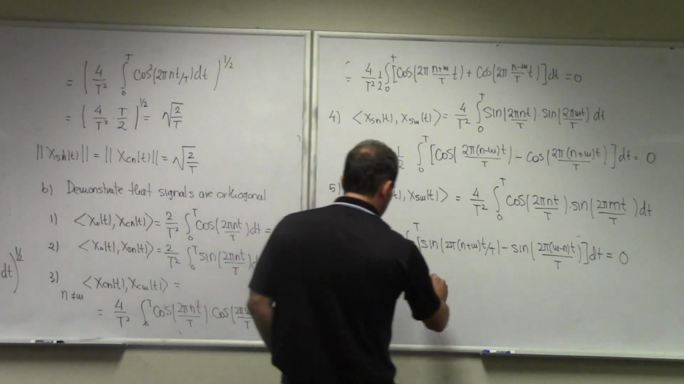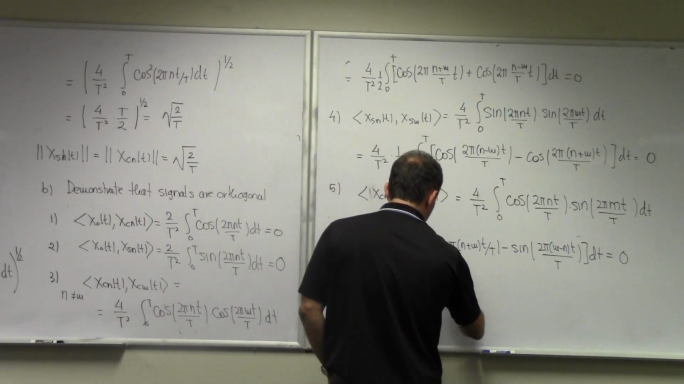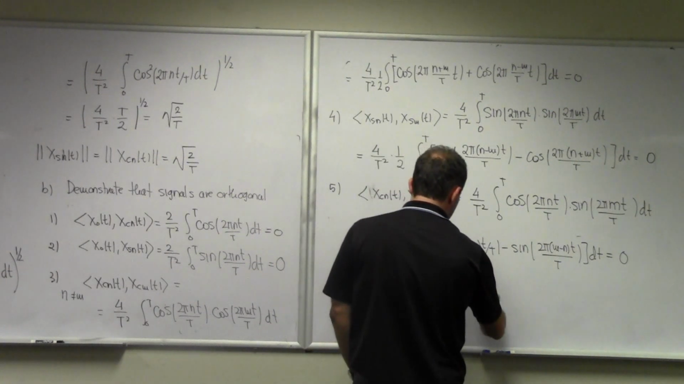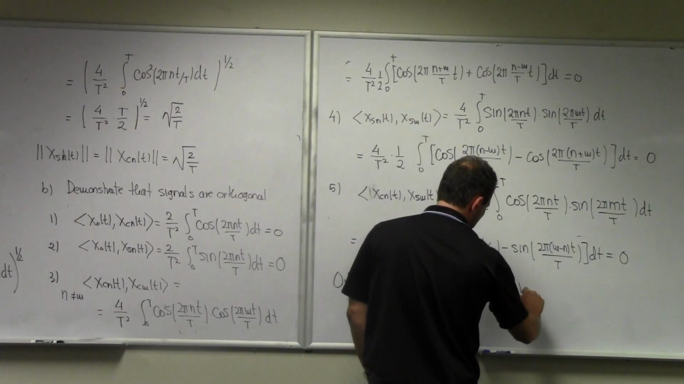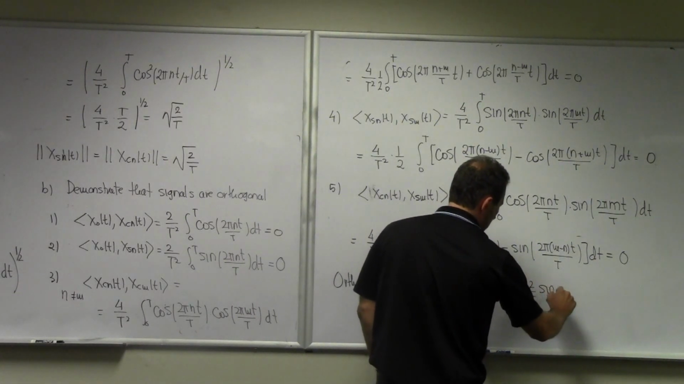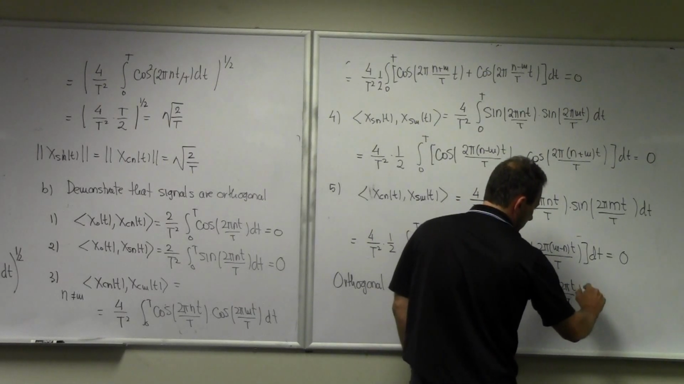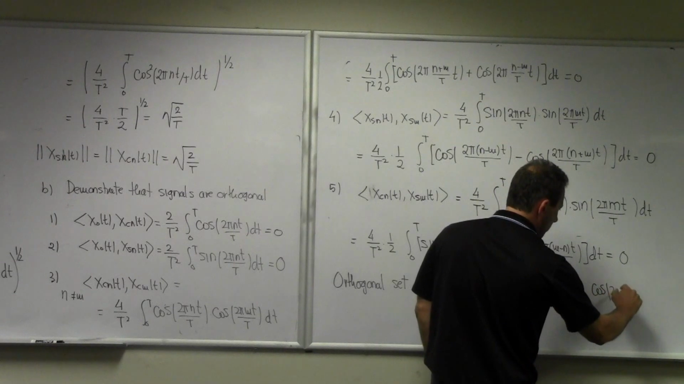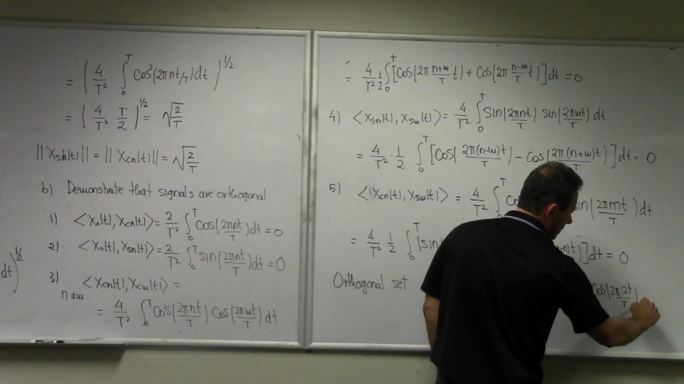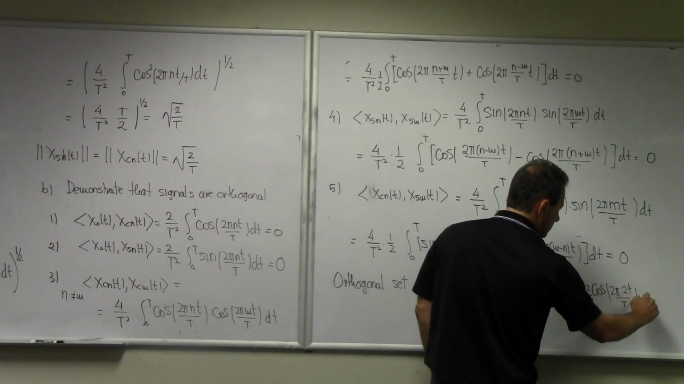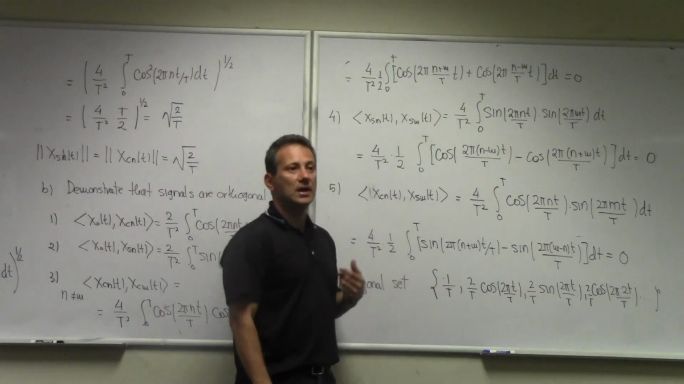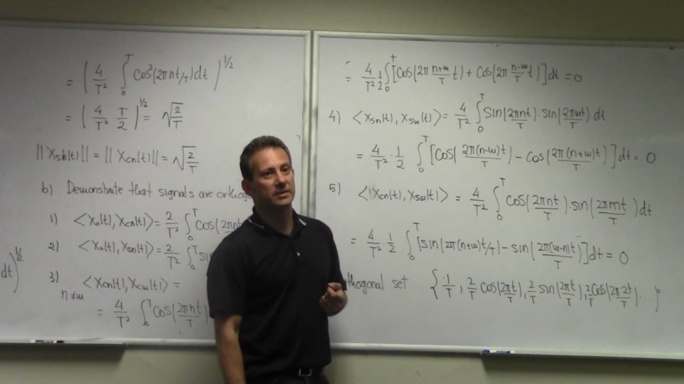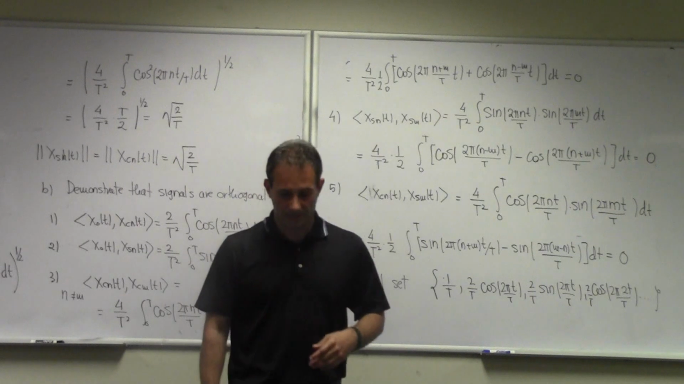So the orthogonal set here consists of 1 over T, then I have 2 over T cosine 2 pi t over capital T. Then I have 2 over T sine of 2 pi t over capital T. Then I have cosine 2 pi 2t over capital T, 2 over T in front of it, and so on, right? You see how I have infinitely many orthogonal vectors. So this is now a vector space. What is the n in this space? Infinity, right? So it's an infinite dimensional vector space.